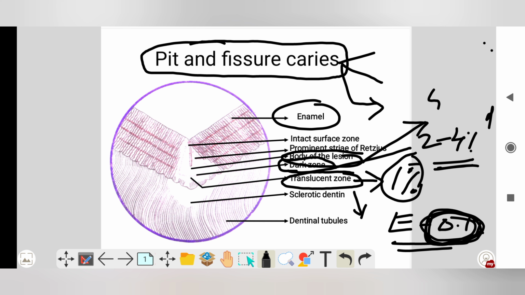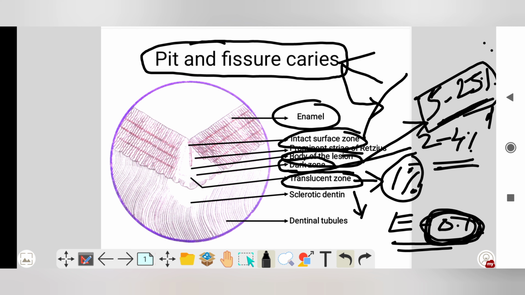Here the pore size is 5% to 25%, the maximum pore size, seen in the body of the lesion, and that is the most demineralized zone of the enamel caries. The fourth zone is the intact surface zone, or surface zone. Here the pore size is less than 5%, and the fluoride content is also high because saliva has fluoride. Because of that, the fluoride content is always high in that zone.